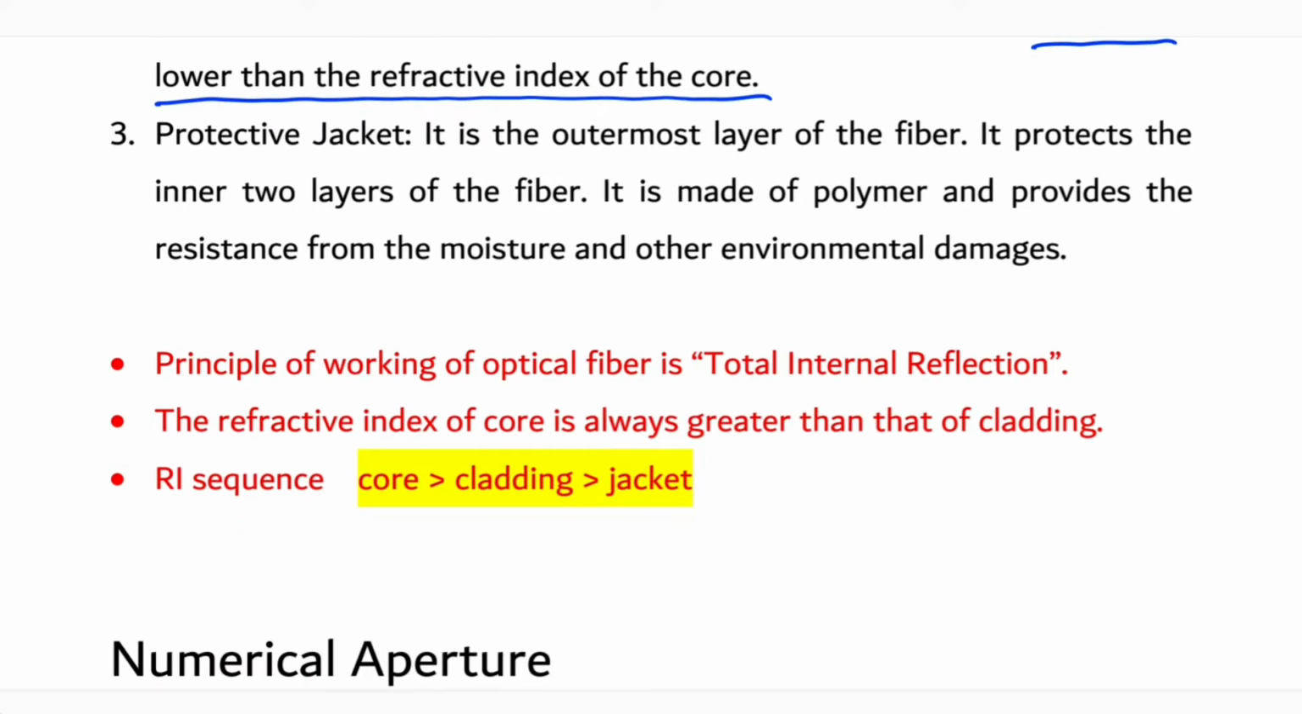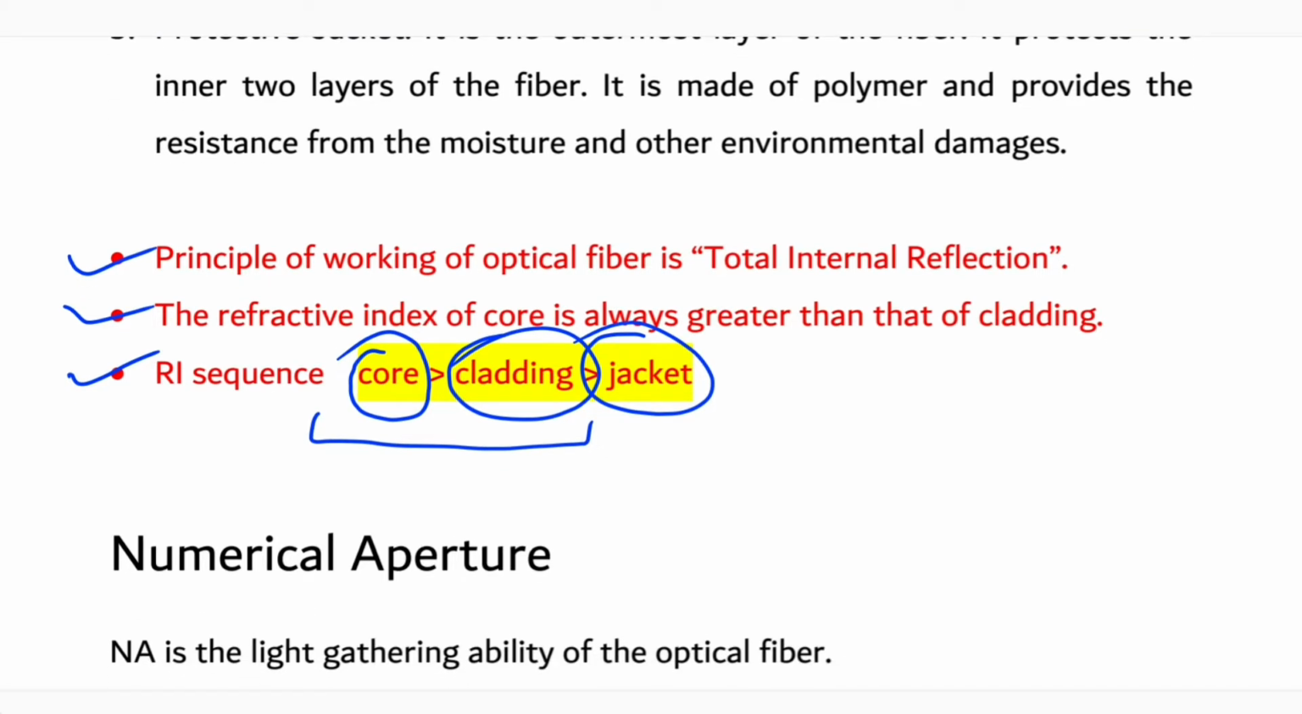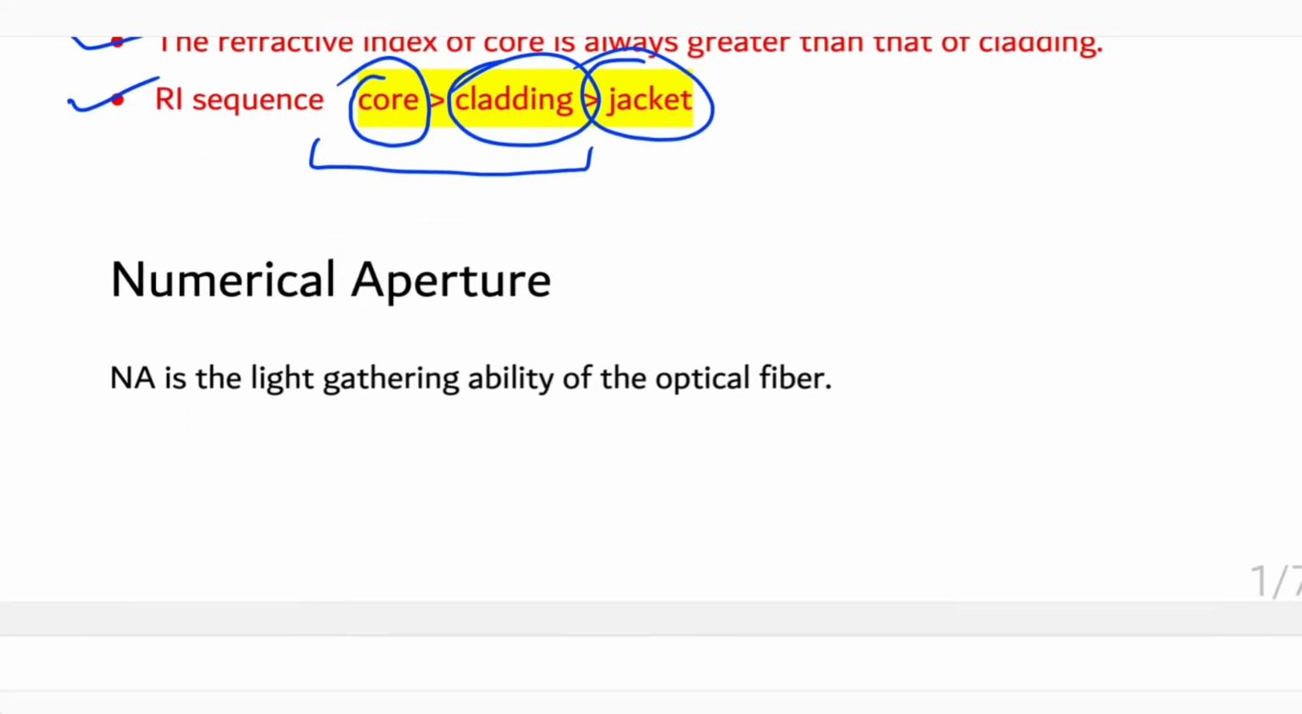As I said, the principle of optical fiber is total internal reflection. This is the first point you should remember. The next point is that the refractive index of the core is always greater than the refractive index of the cladding. And the third point makes the concept clear: the core has the highest refractive index, later on it will be cladding, and at last jacket. Jacket is just about the protection. So you should know the refractive index order of the core and the cladding.